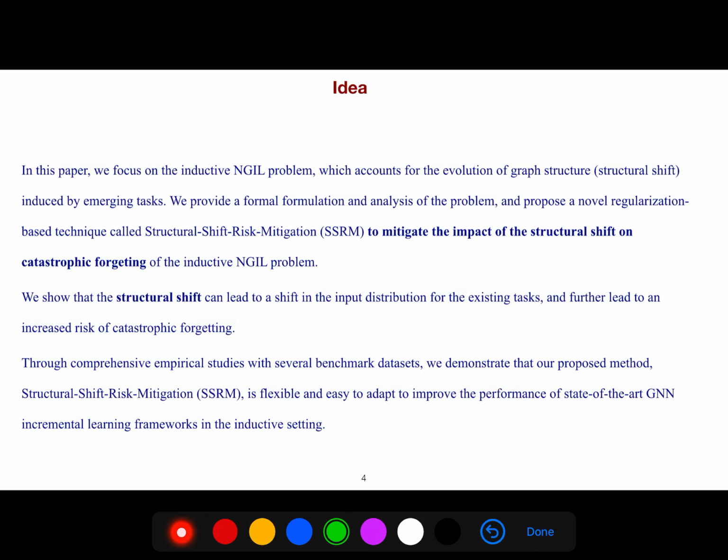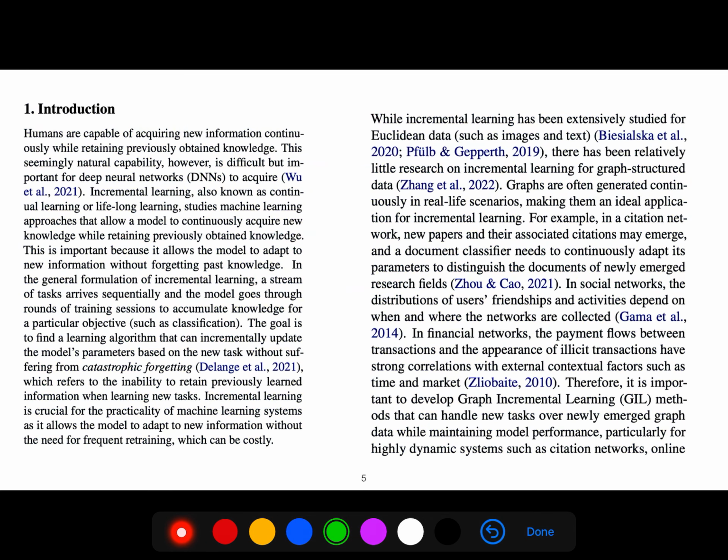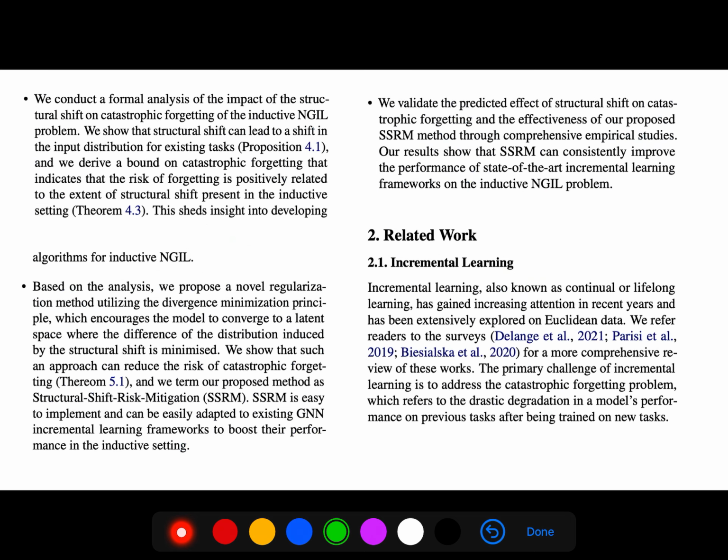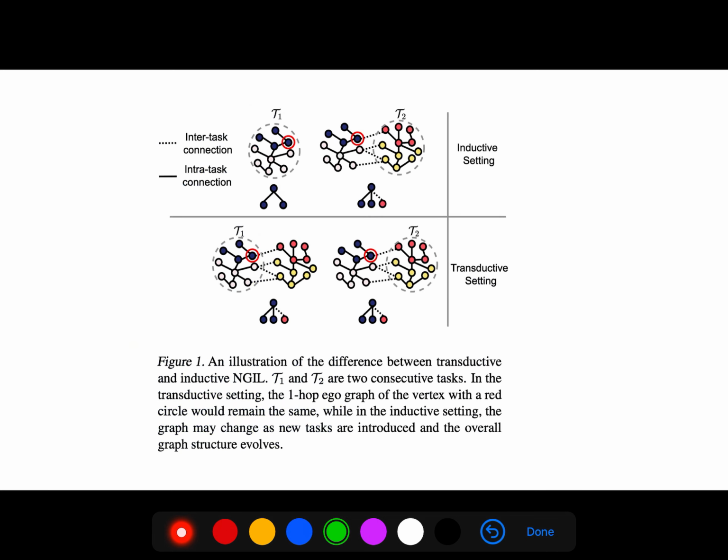So I've explained catastrophic forgetting in my playlist for continual learning. Humans are capable of acquiring new information continuously. This is the motivation of continual learning and all of these incremental learning.